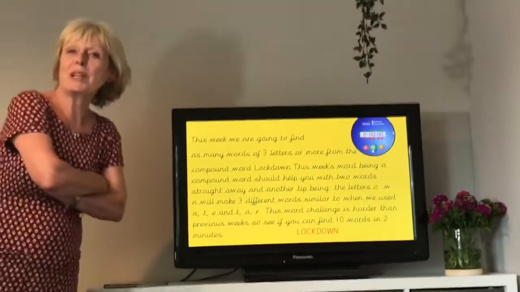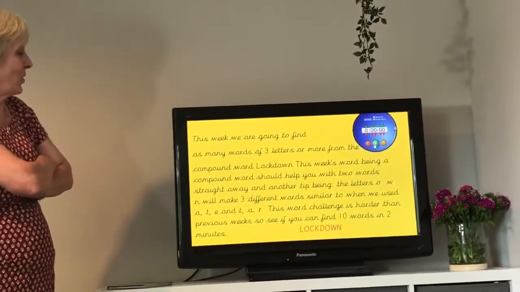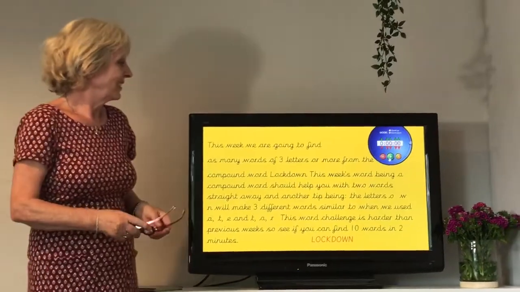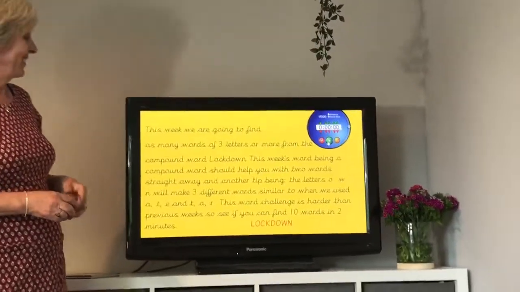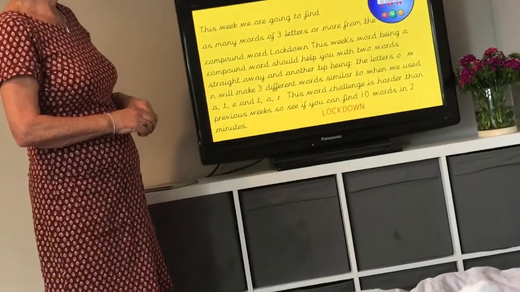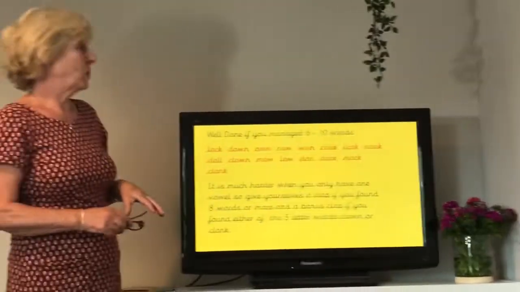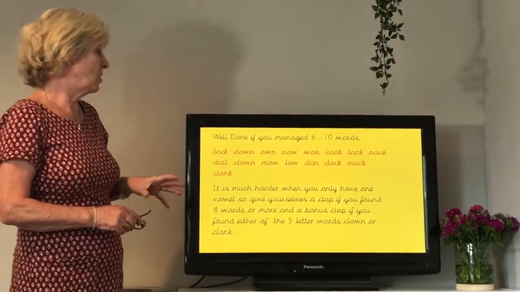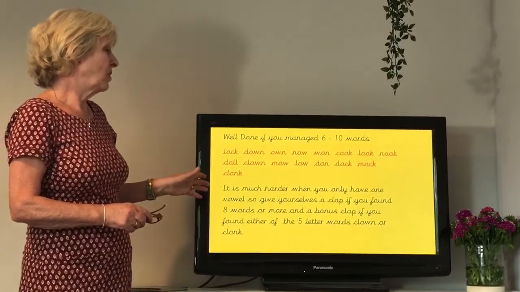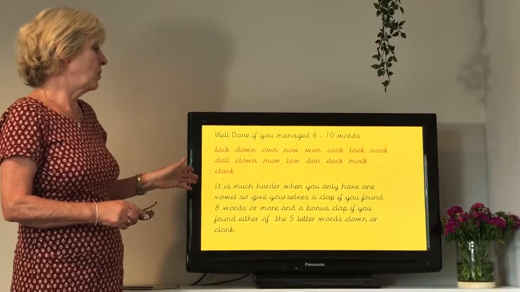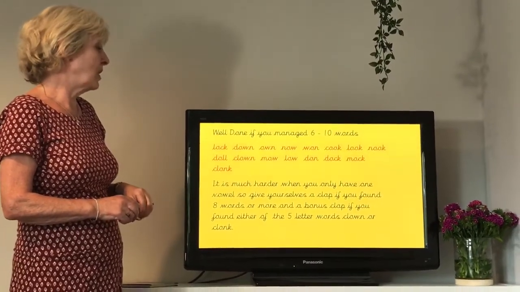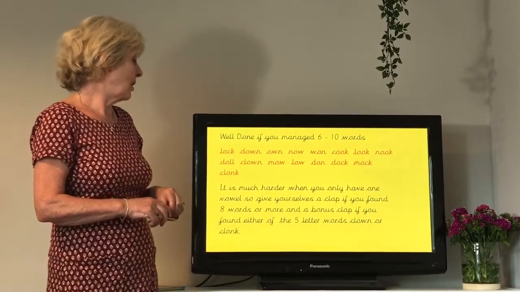Okay, well done. I wonder how many you got. Let's have a look what you could have had. Well done if you managed to get 6 or 10 words, because this was much harder because you only had one vowel. So give yourself a clap if you got 8 words or more, and a bonus clap if you found either of the 5-letter words clown or clonk.